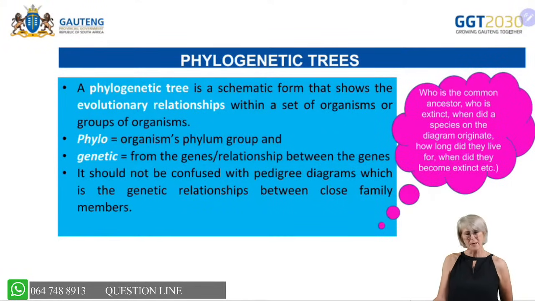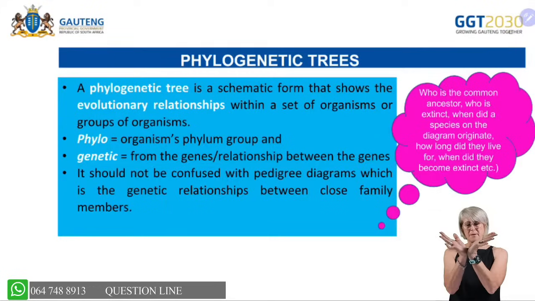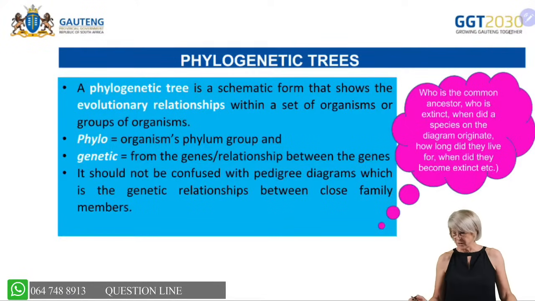Okay, and then also very often in a phylogenetic tree, when you are being asked on it, they very often ask who the common ancestor is. So remember, just before the branches split, the organism that was just before the split would be a common ancestor of the two organisms that we find on each of the branches.